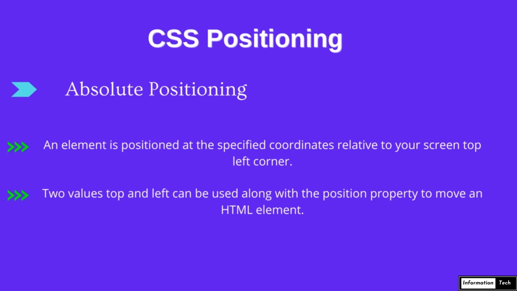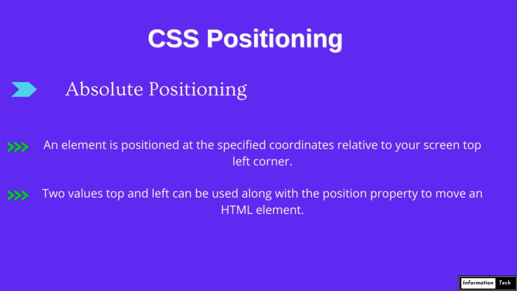Absolute positioning is basically, as the name says, absolute, meaning here you will have to pass two values, that is the x-axis and y-axis value. The x-axis means the horizontal one, which will be taken from the left-hand side, and from the top, that is vertical, that is the y-axis. On the basis of the coordinates you pass, the particular element will be positioned at that location.